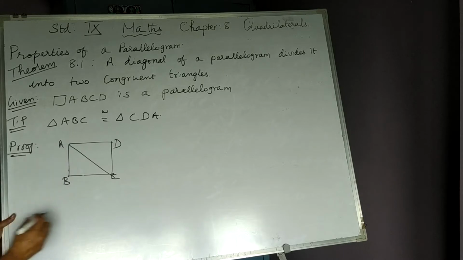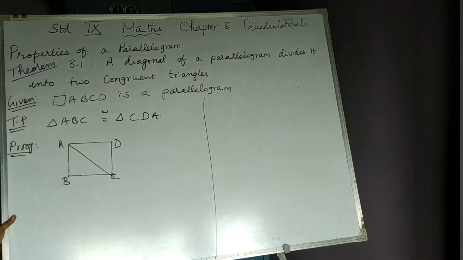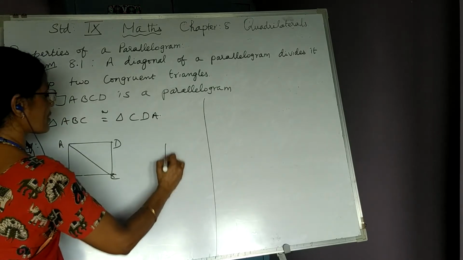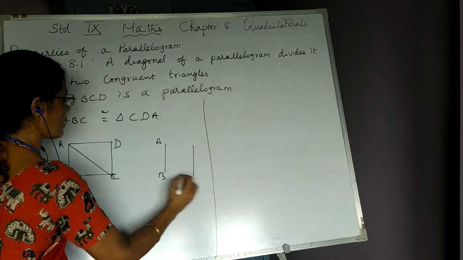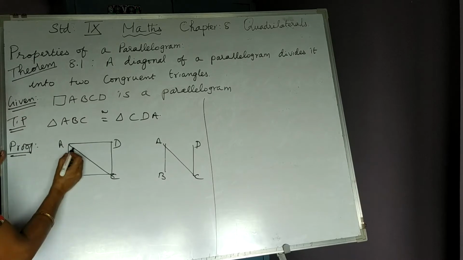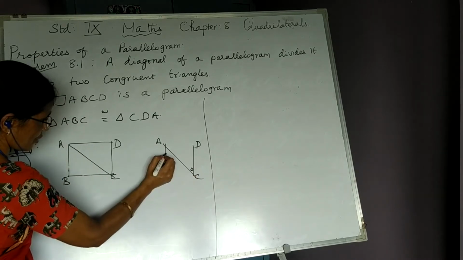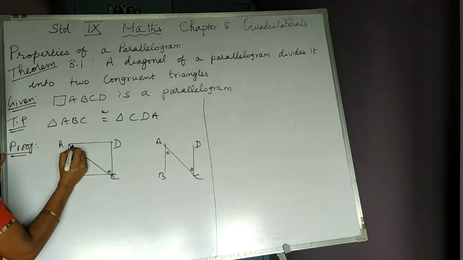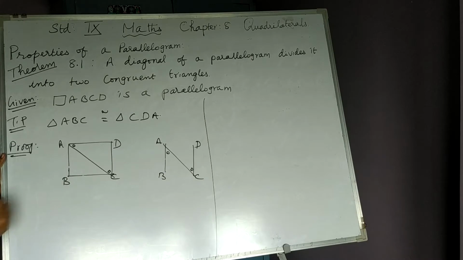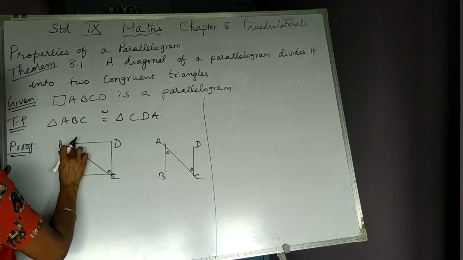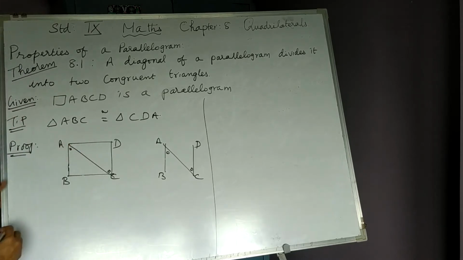We know in a parallelogram, opposite sides are parallel. I take here the opposite sides AB and CD. AB and CD are the opposite sides. AC is a transversal. What kind of angles are these two? These two are alternate angles.